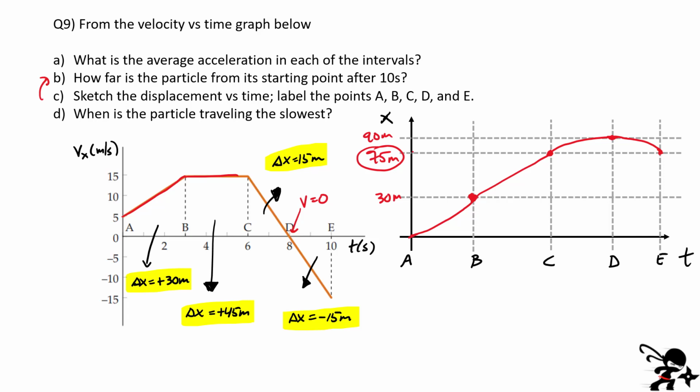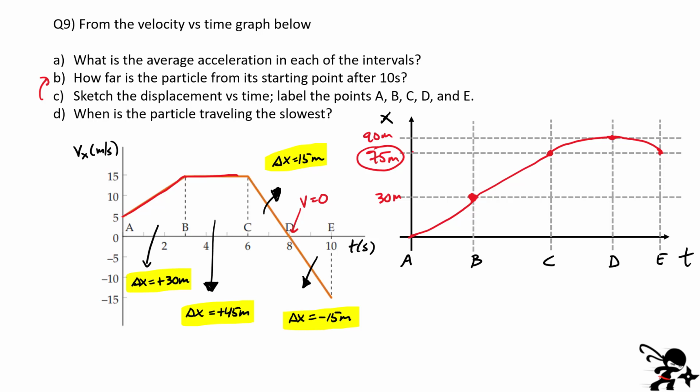Okay, so this is kind of what it has. So it's curved upward here like a parabola, constant slope, and then curve downward like this because it's slowing down for that first section, right? And then changing directions and going back toward the 75 meters. All right, the last question for this problem says, when is the particle traveling the slowest?